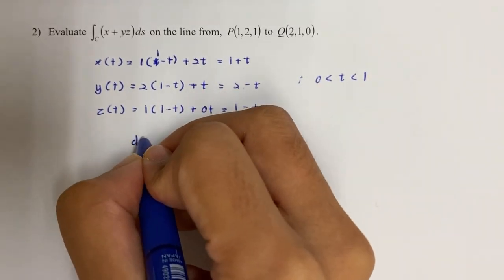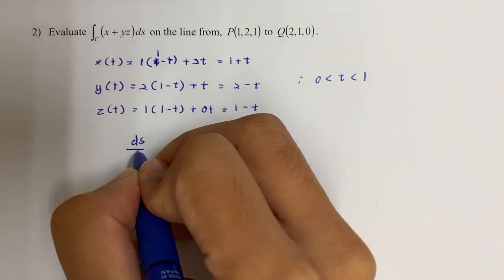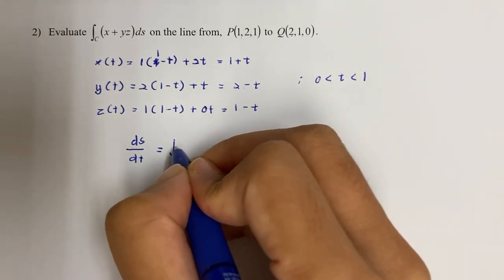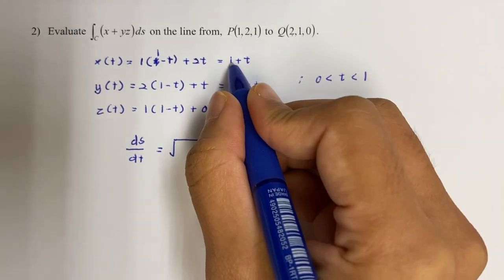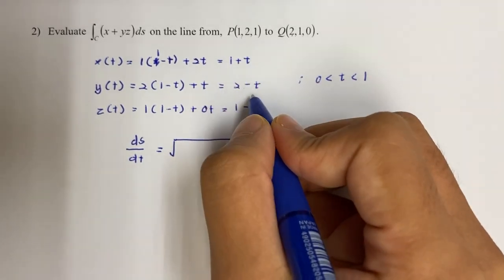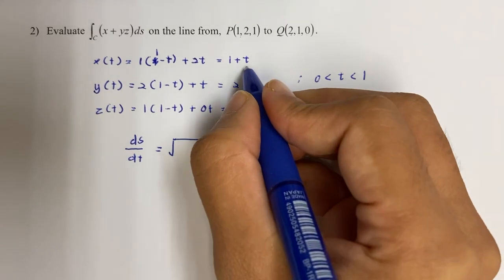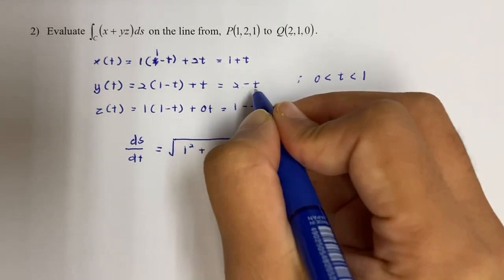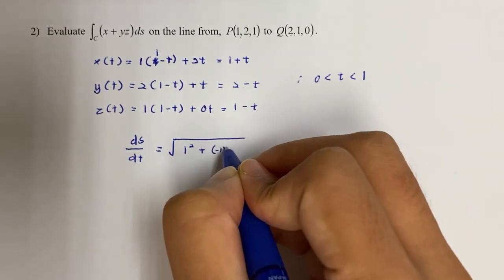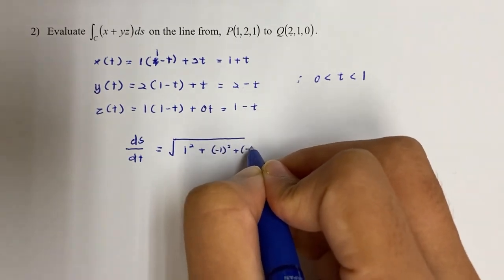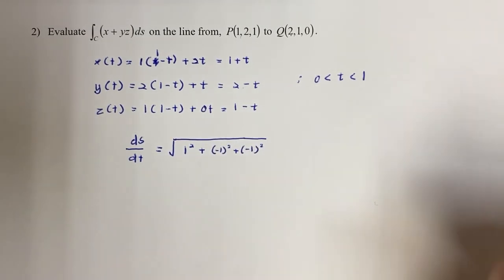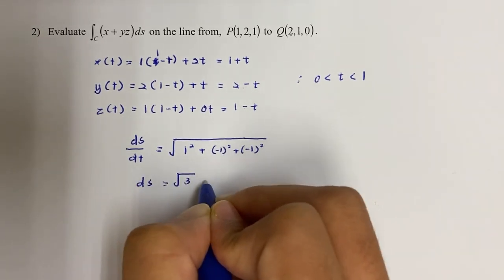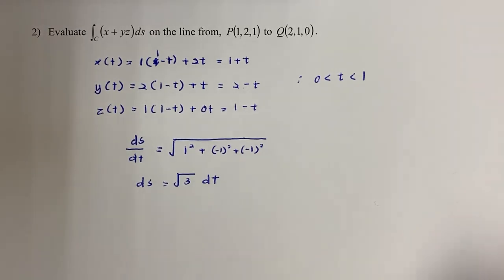Then continue, proceed with ds over dt. For ds over dt, I have the square root of the differentiated x, y, and z squared. So differentiate x, I have 1 squared, plus differentiate y, negative 1 squared, plus negative 1 squared. So my ds is equal to square root 3 dt.